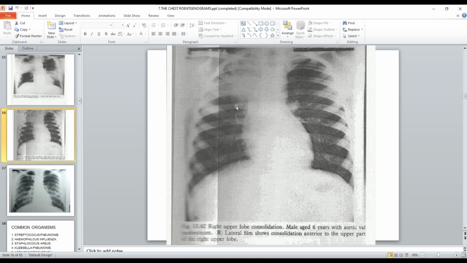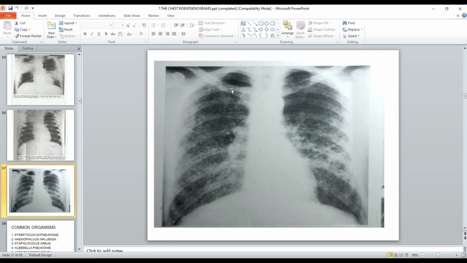And again, pneumonic consolidation, upper part of the lung, right side. This is pneumonic consolidation. This is typical bronchopneumonia: bilateral scattered small opacities and marked bronchovascular markings. This is bronchopneumonia.